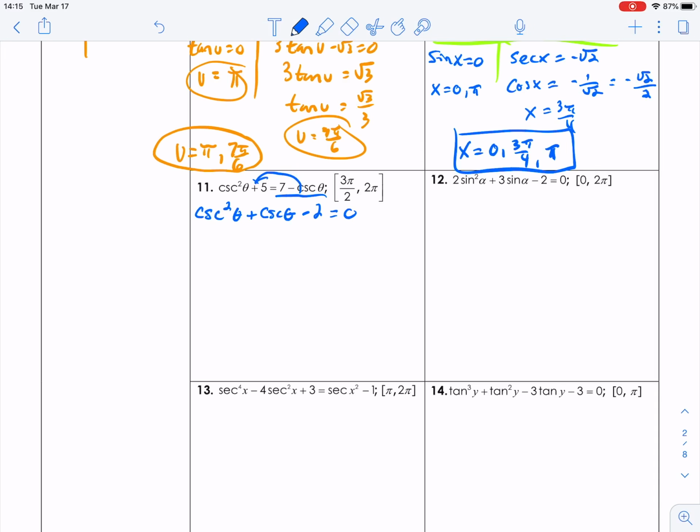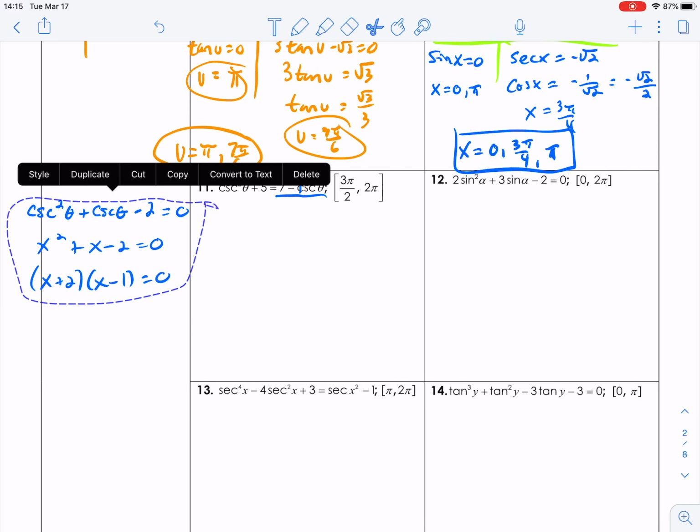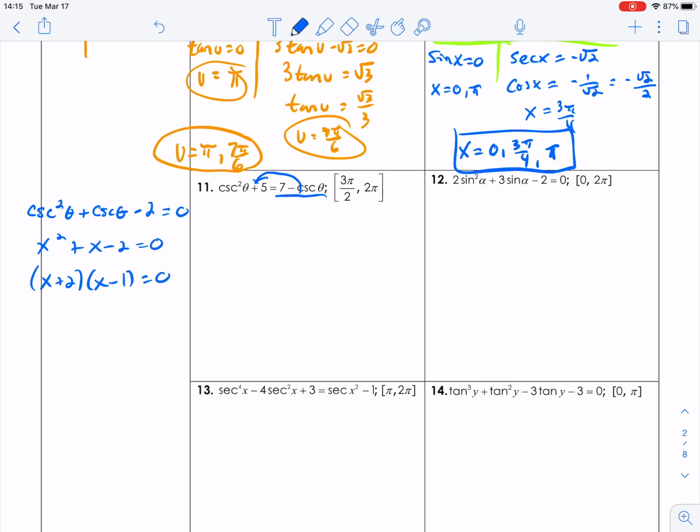All right, so again, if you can't see this pattern and it freaks you out with the trig, just change it to x squared plus x minus 2. That's fine. So we get x squared plus x minus 2 equals 0. That's easy. Right? Since we are in trig mode, let's get this to the left a bit. Change it to cosecant now.